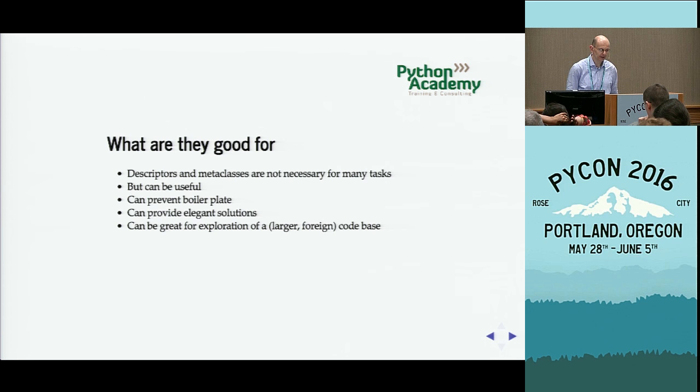Sometimes they can prevent writing boilerplate, so that you can make code shorter when you use them correctly. And sometimes you can get a more elegant solution than just writing it without them. There's always a solution probably without them, but not nearly as elegant, or maybe much more work, depends. And sometimes, especially metaclasses, can be useful if you want to explore code bases. I have some examples where you want to dig into a code base you don't know too much about, then it can be useful to use metaclasses to get something out you wouldn't get with other tools that easily. So I hope I can show you a few useful applications that make use of them.